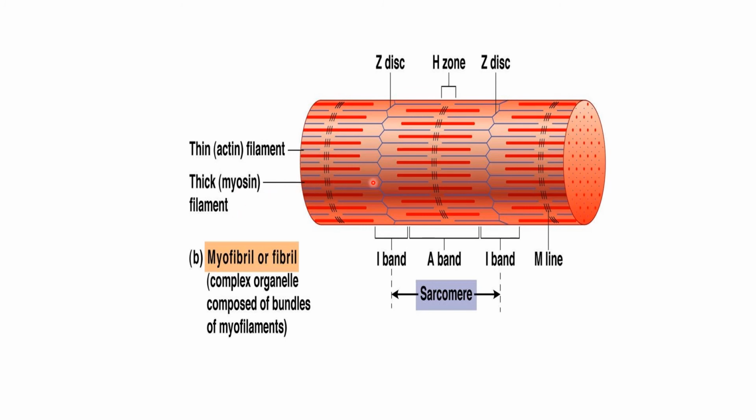Now they are divided into bands. The central one is known as the A band, and in the central band there is an H zone which is present over here, and sideways there are I bands. In the I band there is a central line which is known as the Z disc, and in the middle of the A band there is the M line.